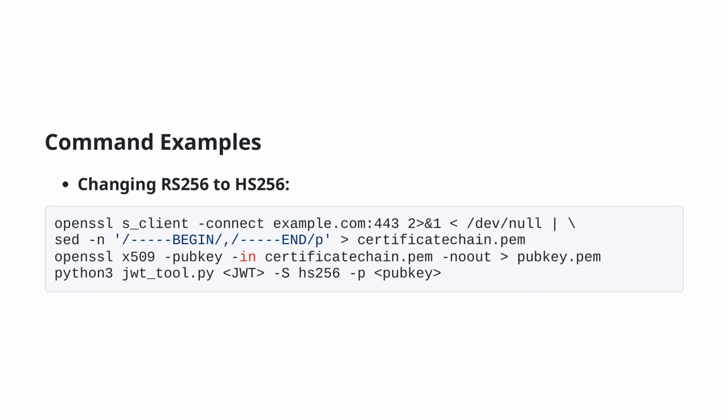On this slide, we're examining command examples for altering the JWT signature algorithm from RS256 to HS256. The first command utilizes OpenSSL to connect to a server and extract the certificate chain into a file named certificatechain.pem. Subsequently, the public key is extracted from this certificate chain using OpenSSL once more, outputting it to pubkey.pem. Finally, with the public key in place, the jwt_tool.py script is employed to change the algorithm of the JWT to HS256, specifying the newly obtained public key. This command sequence is pivotal in executing an algorithm confusion attack by switching from RS256 to HS256.